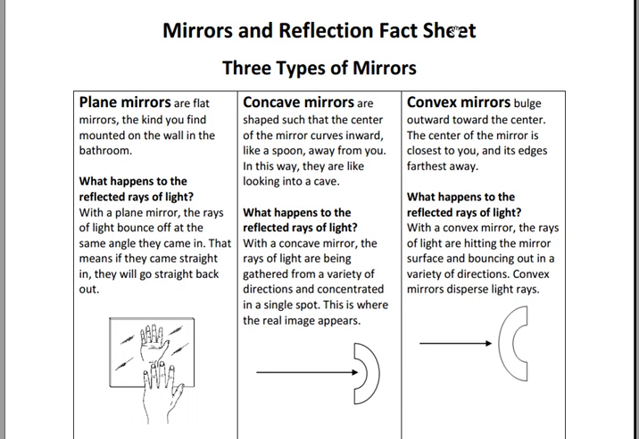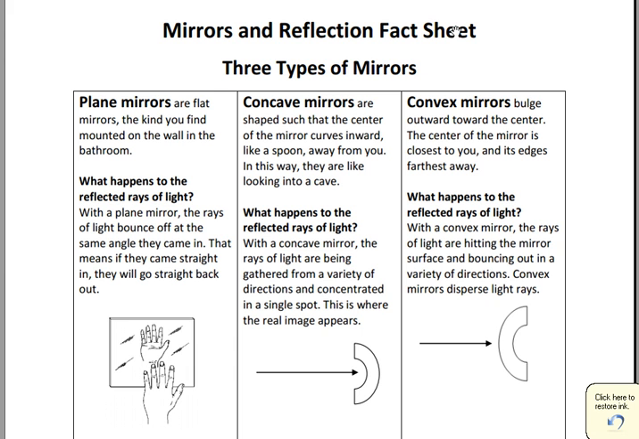Here's the mirrors and reflection fact sheet. It talks about 3 different types of mirrors. You see plane mirrors, you see concave mirrors, and convex mirrors. Plane mirrors, you see here, are flat. Concave mirrors have a center that is farther away from you, and it's like looking into a little cave. Convex mirrors, on the other hand, are mirrors that have the center bulging out towards you.